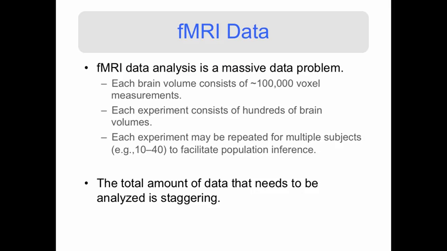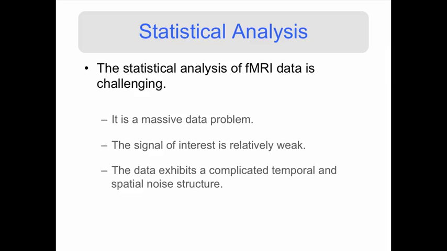Now, it's pretty clear that fMRI data analysis is a big data problem. Each brain volume consists of roughly 100,000 different voxel measurements, and each experiment consists of hundreds of brain volumes. In addition, each experiment may be repeated for multiple subjects so that we can perform population inference. In sum, the total amount of data that needs to be analyzed is staggering, and that makes the problem very challenging from a statistical point of view, but it also makes it pretty fun. Other things that make the statistical analysis challenging are that the signal of interest is relatively weak, and the data exhibits a complicated temporal and spatial noise structure.